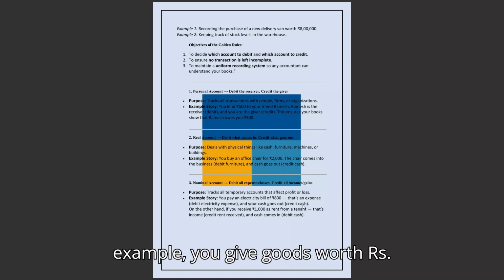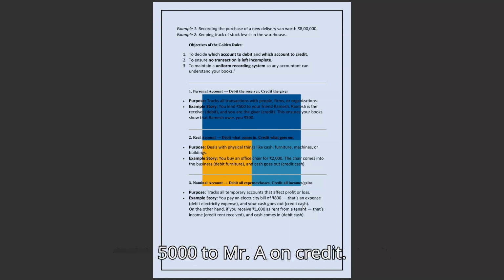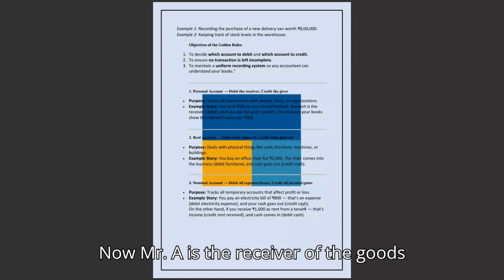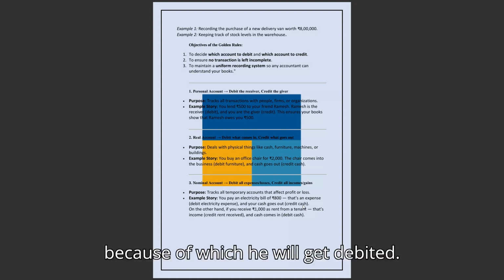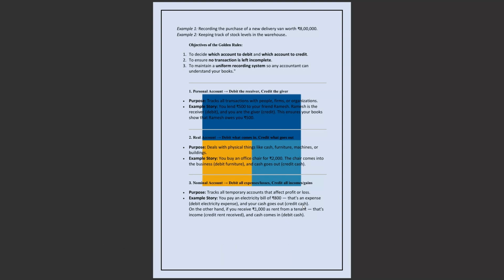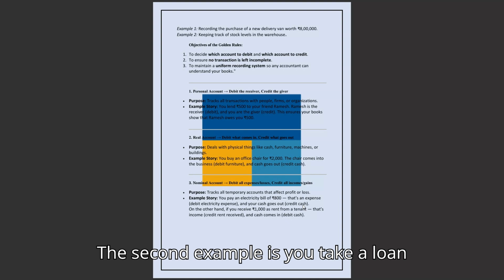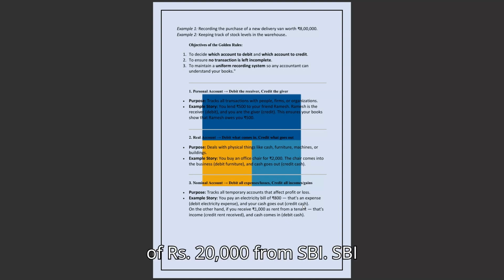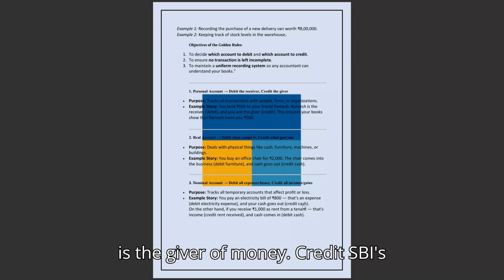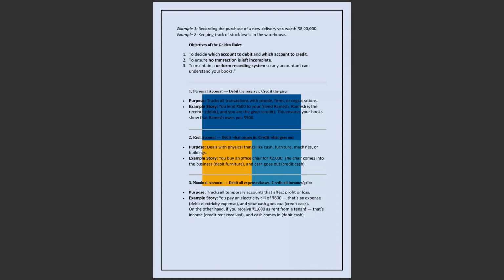For example, you give goods worth rupees 5,000 to Mr. A on credit. Now, Mr. A is the receiver of the goods, because of which he will get debited. The second example is you take a loan of rupees 20,000 from SBI. SBI is the giver of money, so credit SBI's account.